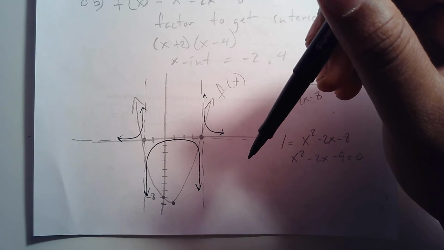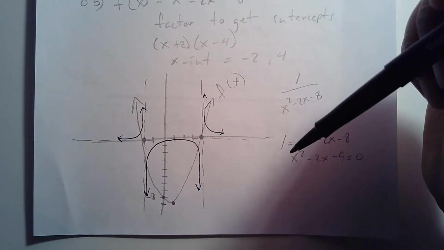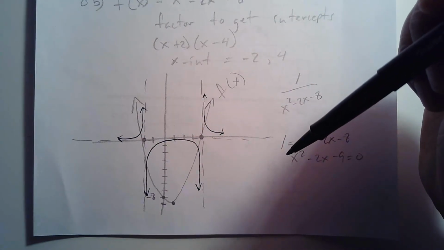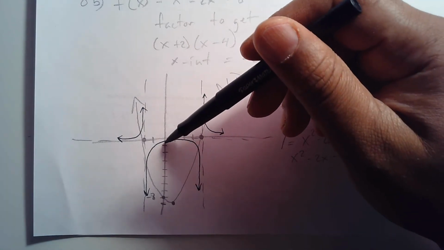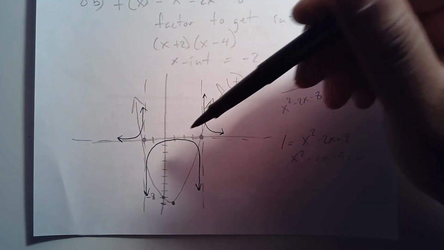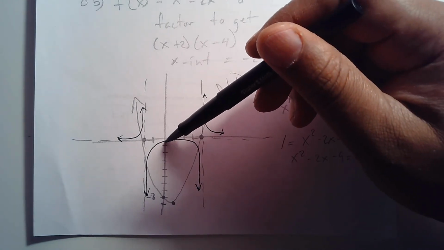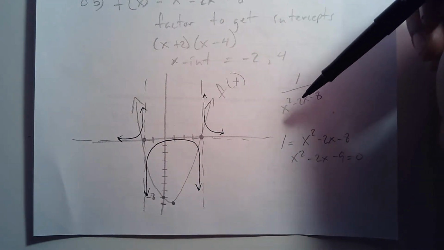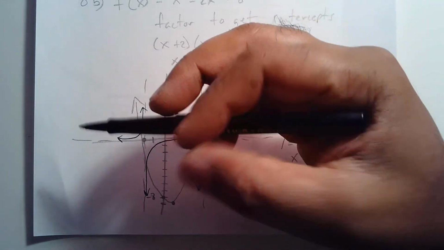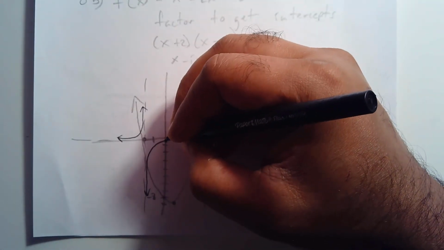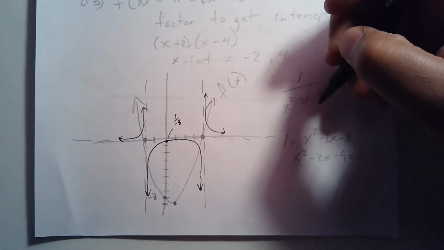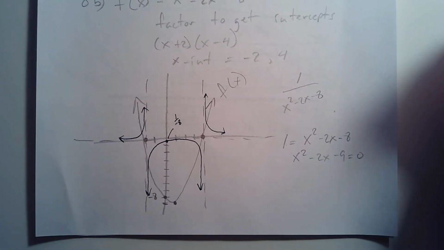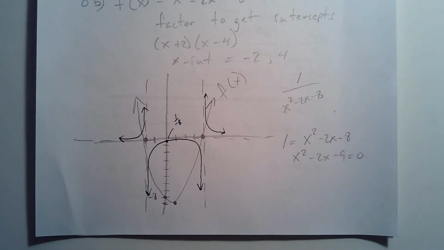And then you'll have a y-intercept here, where x is equal to 0. This y-intercept will be 1 over negative 8. That's what this will be right here, because you make x equal to 0, and that's where you're going to cross the y-axis.